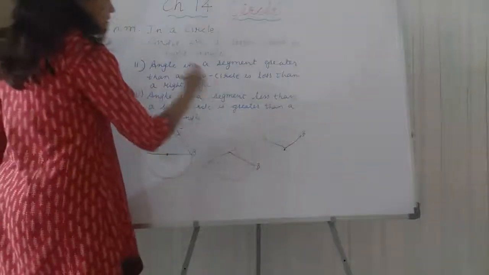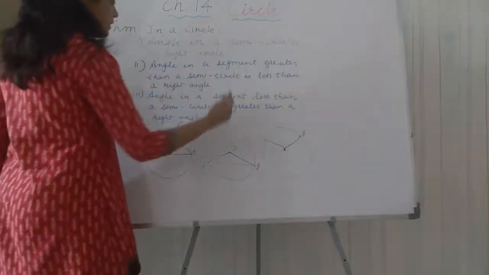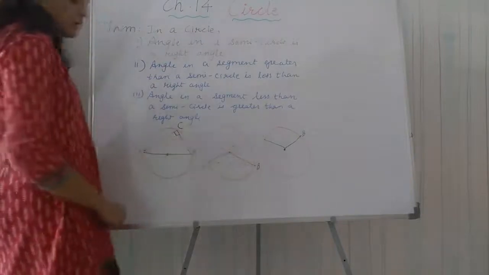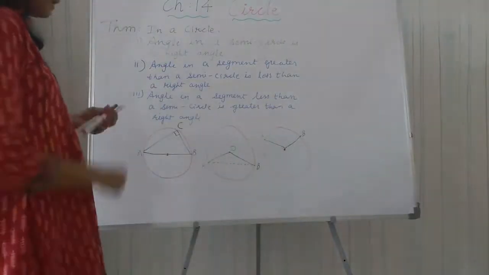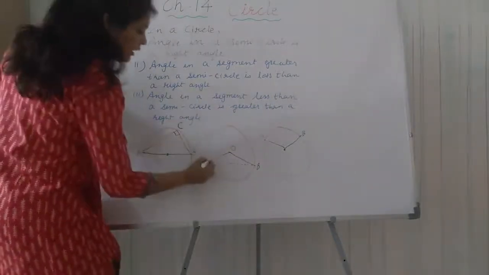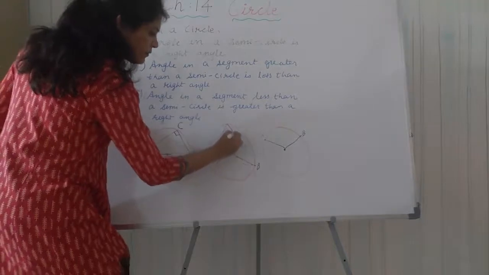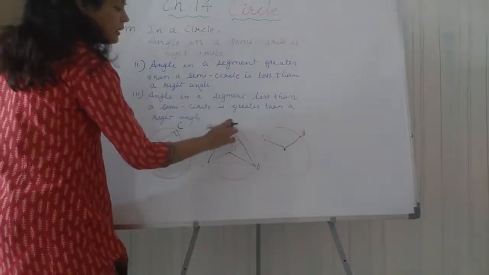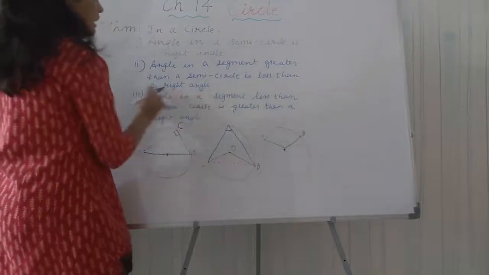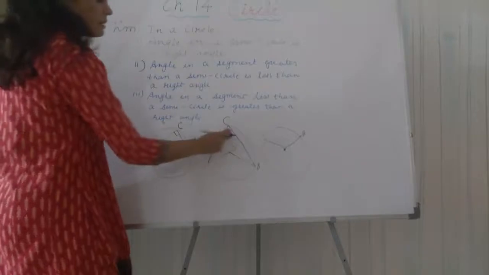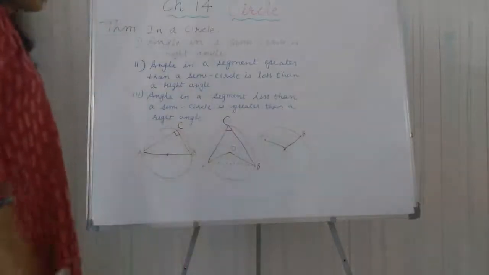This is the angle in a segment greater than a semicircle, and it is more than a semicircle, you can see. So in that segment, if I draw an angle like this, then it will always be less than 90 degrees. It is less than a right angle. So this angle ACB is always less than 90 degrees.